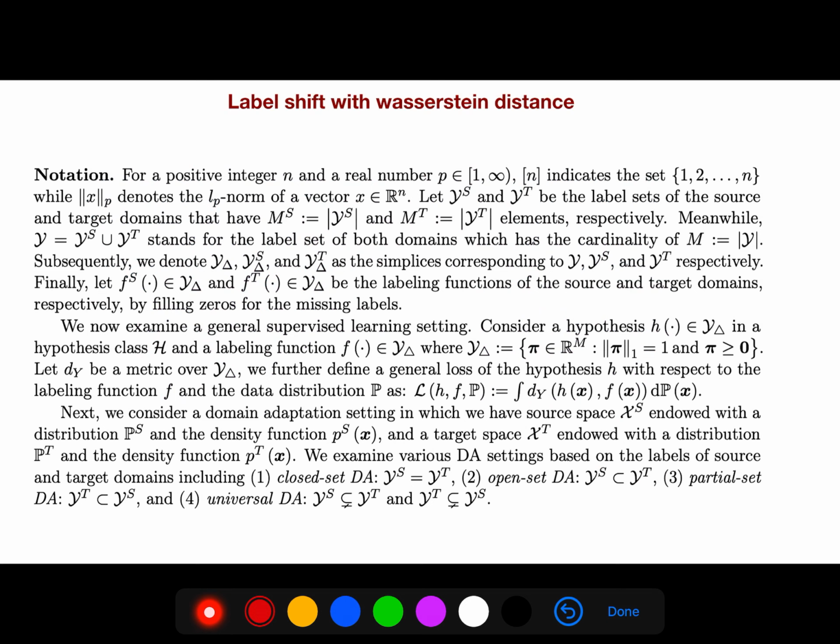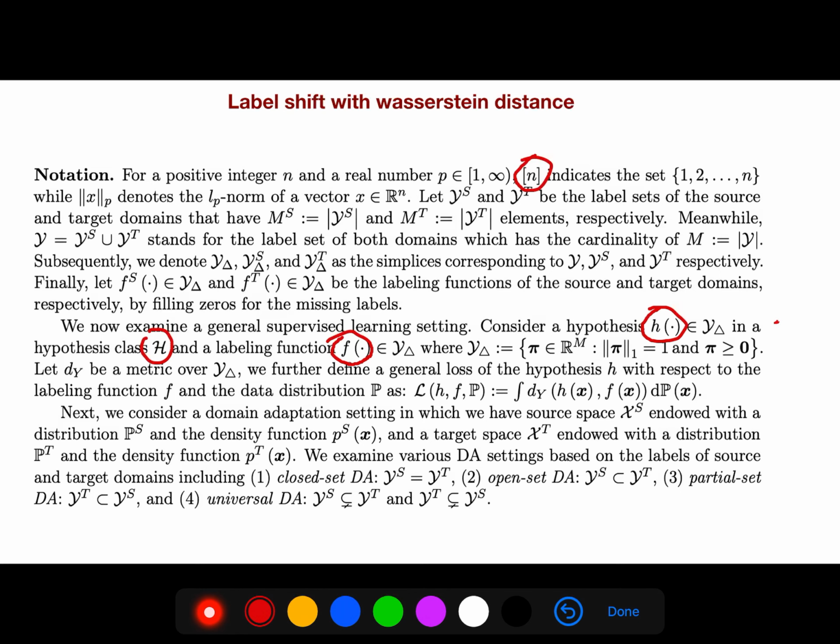So for a positive integer n, this indicates the set, and the notation is standard. Here we see that they examine general supervised learning, considering a hypothesis h in a hypothesis class H, and a labeling function. So this f we are talking about is the labeling function. And we further define a general loss of the hypothesis h with respect to the labeling function.